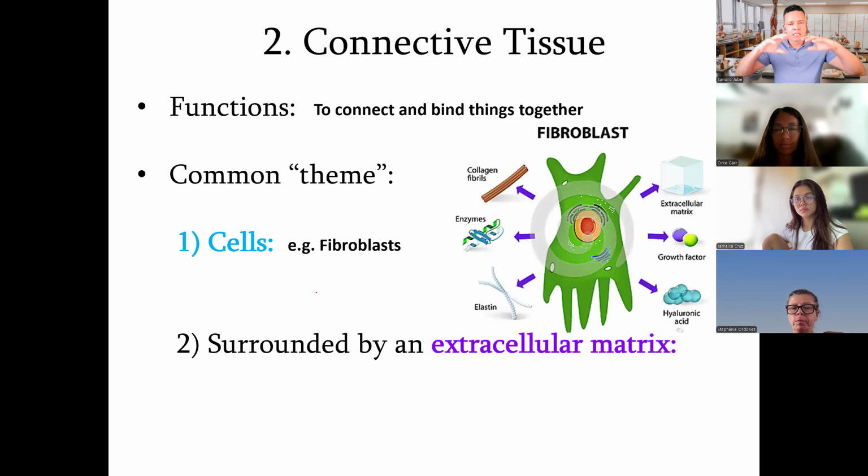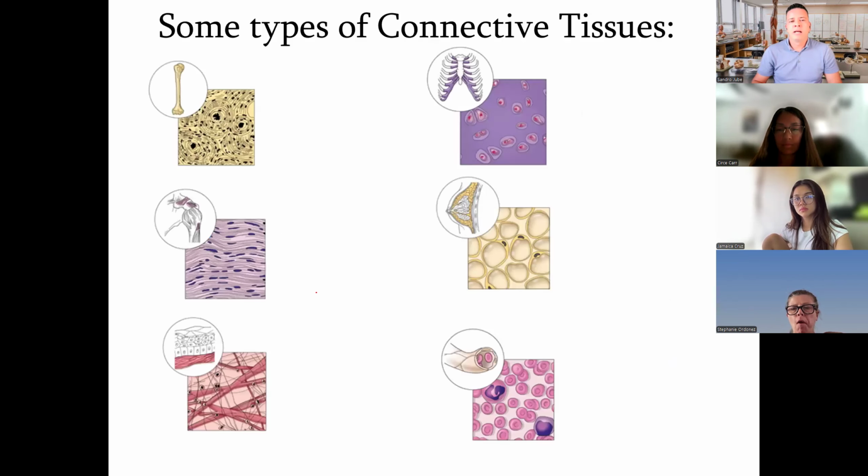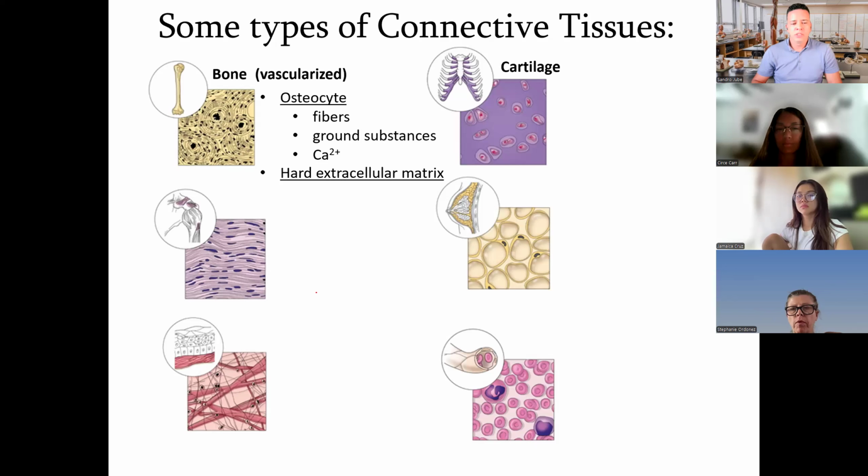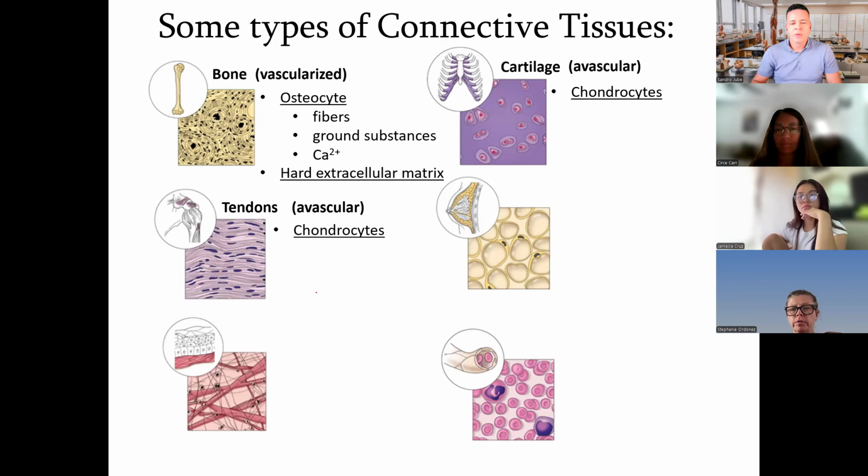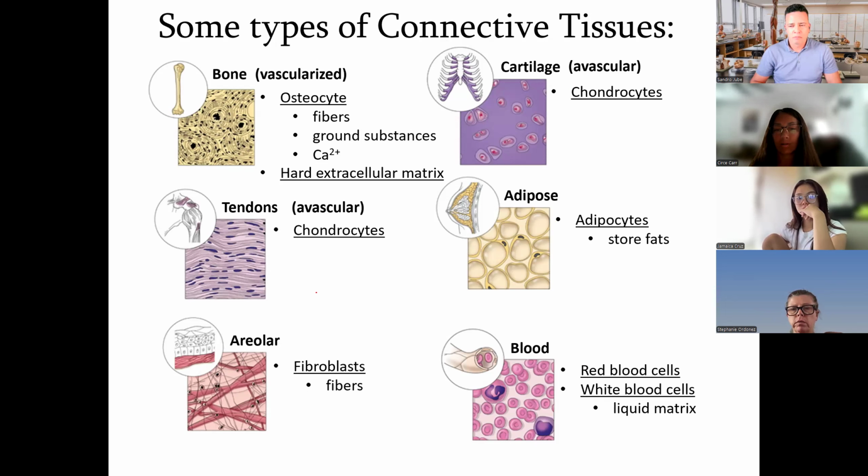And this fibroblast, again, is found in several different types of connective tissues, and they make several different important proteins and extracellular matrix material. Okay. Now, what are the 6 different types of connective tissue? We have bone, we have cartilage, we have tendons, we have adipose, areolar, and we have blood. So 6 different types. And again, every single one of them is slightly different, and they are made of different cells and different extracellular material.